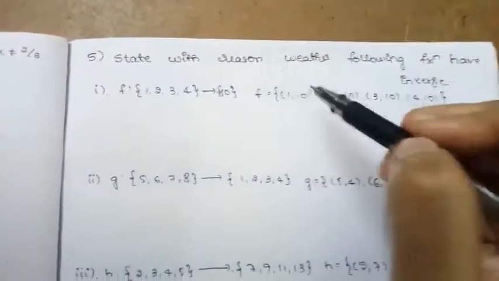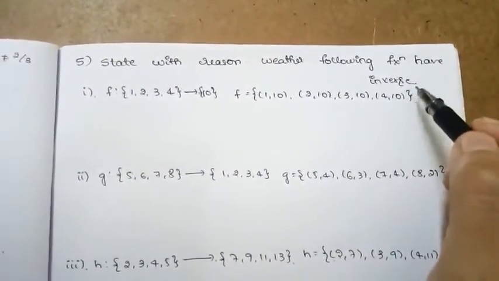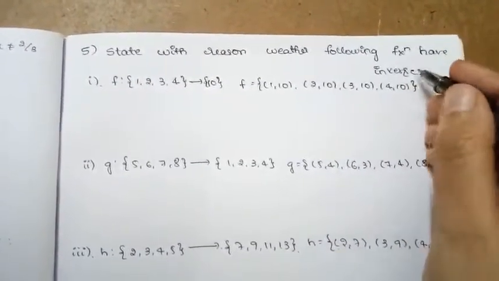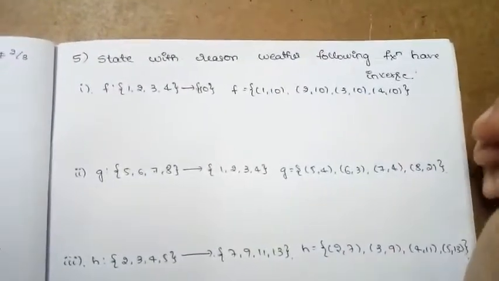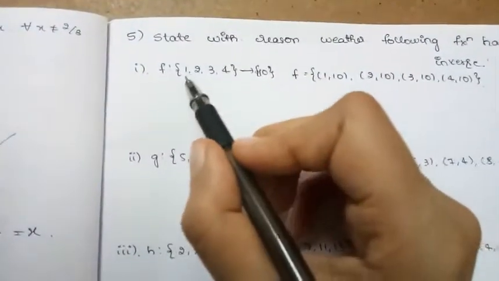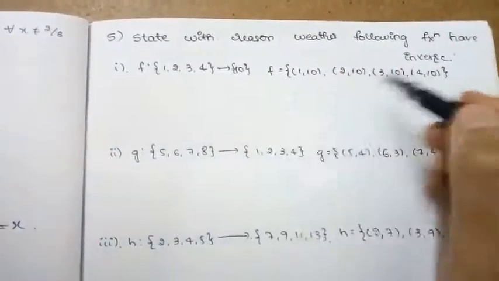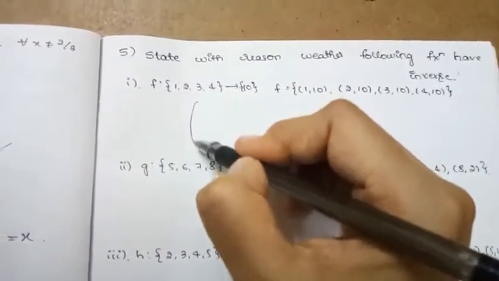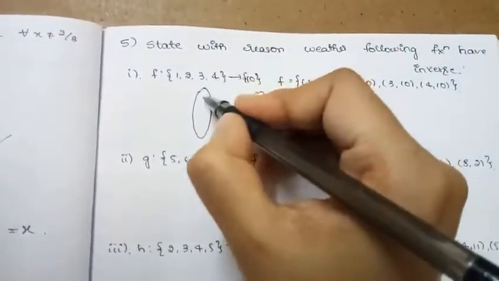Here they have given a function and we need to give a reason whether the following functions have an inverse or not. If it has an inverse, we should give the reason, and if it does not have an inverse, we also have to give the reason. They have given the function from one set to another set along with the ordered pairs. Since it is a small set, let us deal with the mapping itself.